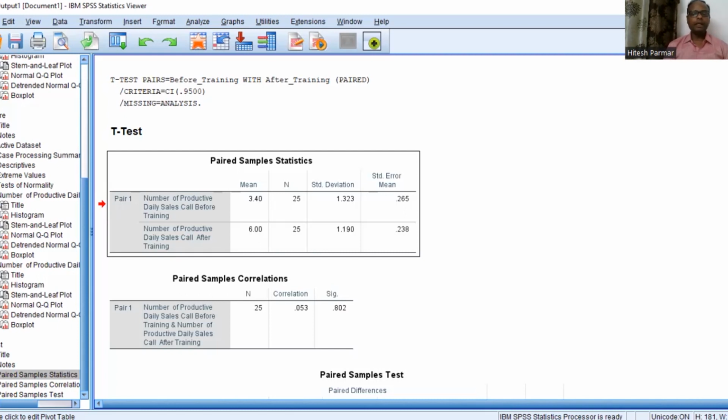And after the training, what is the situation? It has improved to 6. So is it a significant improvement or not? From 3.4 to 6, is it a significant improvement, or is it just by chance? Whether the training is effective or not, that is what we are interested in.